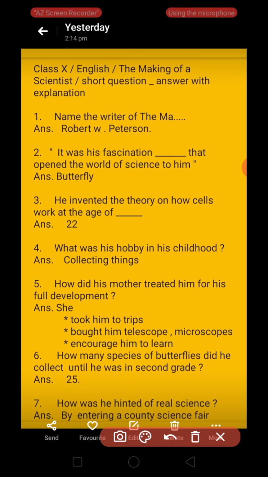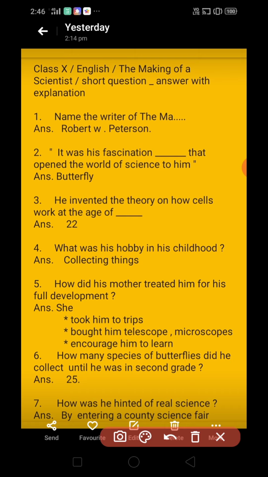Today, I am going to discuss some very important questions from the chapter The Making of a Scientist from your supplementary books. This is for CBSE students of class 10th. So the first question is, name the writer of The Making of a Scientist.